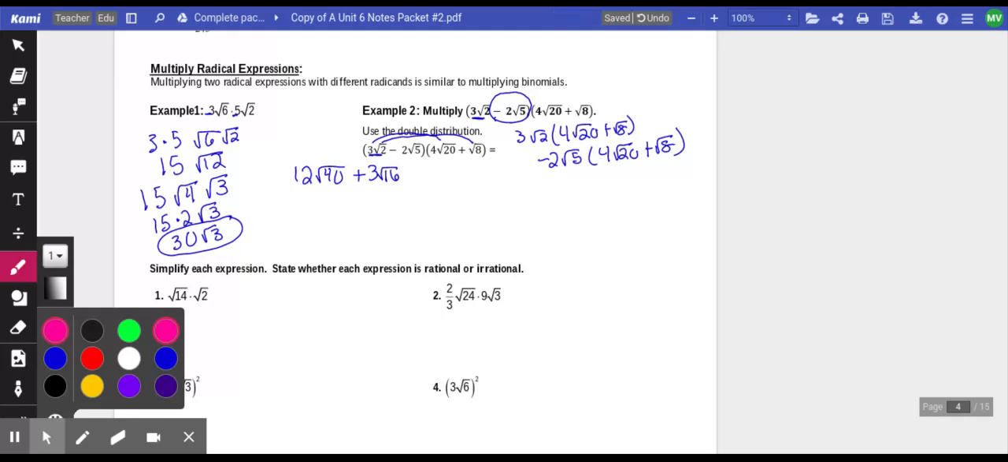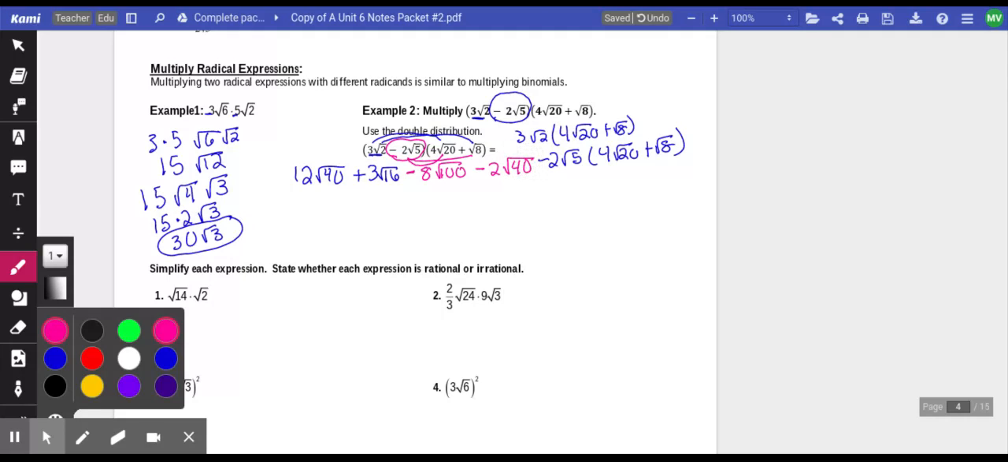Now I'm going to take the minus 2 radical 5 and multiply it by the second parentheses. So negative 2 radical 5 times 4 radical 2 is negative 8 radical 100. Inside by inside, outside by outside. And then negative 2 radical 5 times radical 8 is negative 2 radical 40.